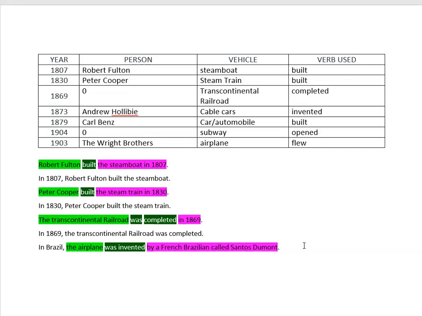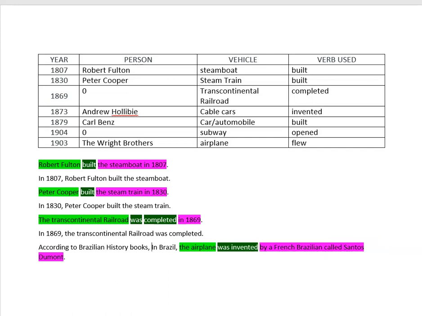If you go online, if you ask somebody, you have to say according to. So I'm going to say according to Brazilian history books, so I'm going to remove this because I'm saying the source. The airplane was invented by French Brazilian called Santos Dumont. So tell me where you got the information from and tell me who invented or who built something. You can use this kind of structure or you can use this kind of structure. All right? I'm looking forward to your answers.